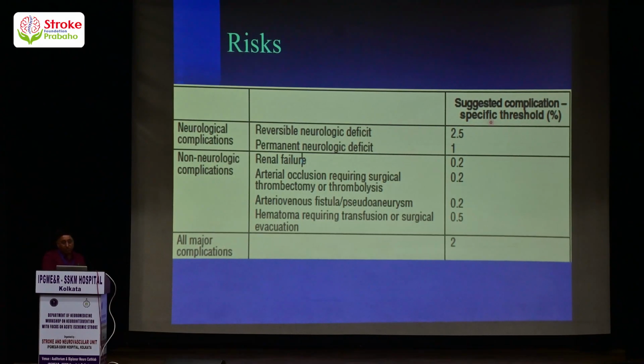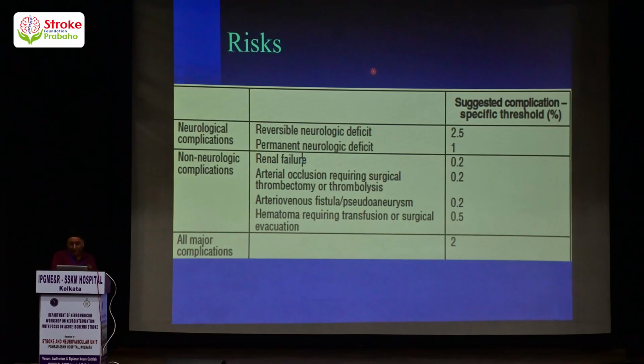The various complications may be a reversible neurological deficit, like TIA, extremely rare to have a permanent neurological deficit with the DSA. Then you can have renal failure, arterial dissection, arteriovenous fistula, pseudoaneurysm, and local hematoma, which requires transfusion or surgical intervention. But keep in mind that risk should be less than 1%. Otherwise, you have to revise your technique again and again to make the procedure very safe.